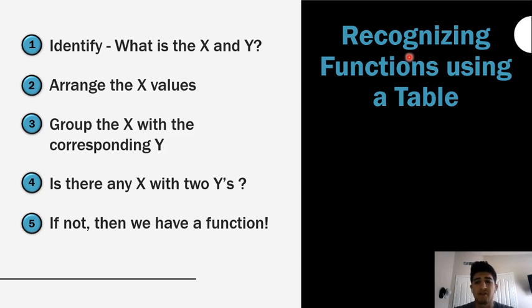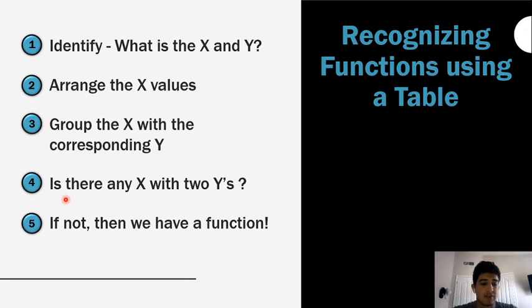Now, recognizing a function using a table. First you have to identify which part of your table or information is your x and your y. Step 2 is optional: you can arrange your x values from least to greatest just to make it easier if you want, but you don't have to. Then make sure to group your x and your corresponding y. Make sure that your x and your y are together, or at least that you know both of them are together.